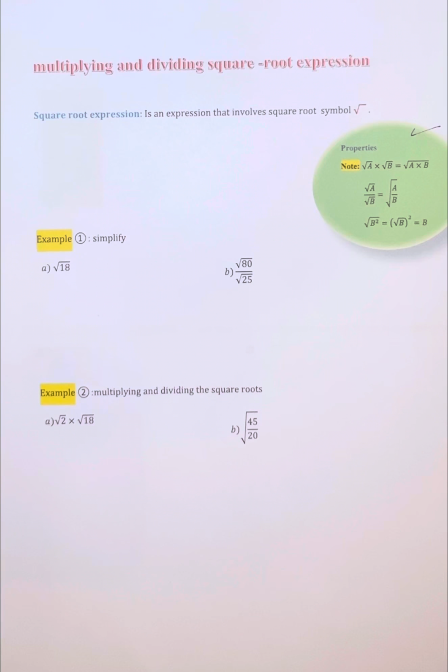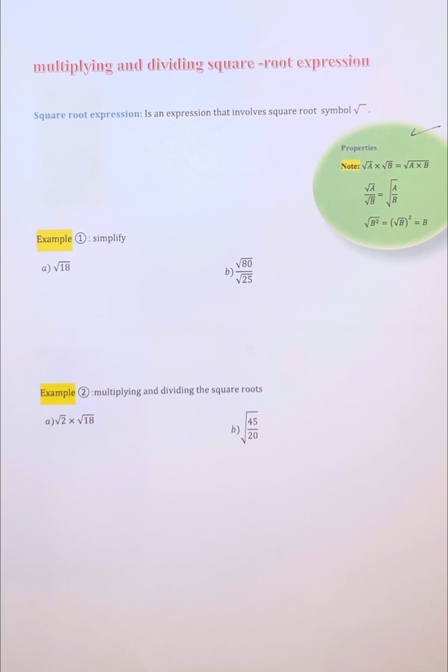The last one, if we have any base raised to the power of 2 inside the square root symbol, or we have the square root symbol raised to the power of 2 in a bracket, both of them equal just the base, okay? Let's solve some questions.